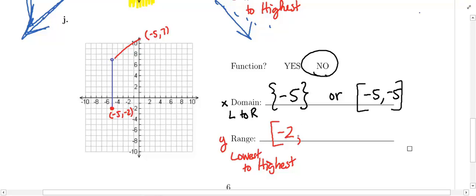Again, we want to write down the y value, which is 7 here. The point (-5, 7) is an open circle, so that point is not included in the graph. As a result, we will not include 7 in the range, so we have to put a parenthesis.